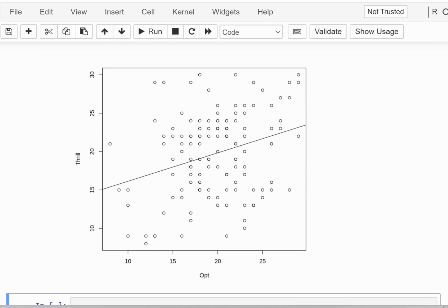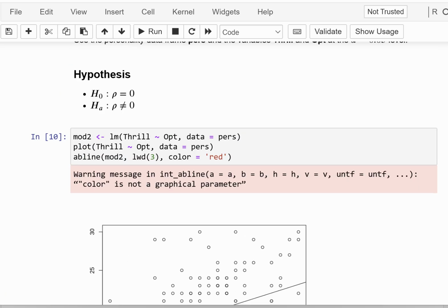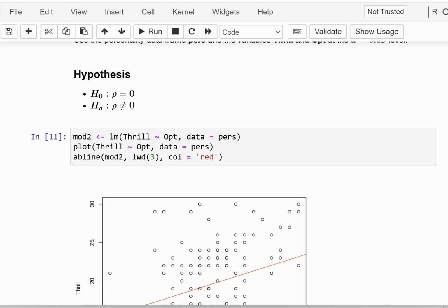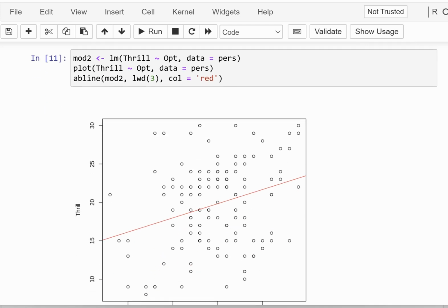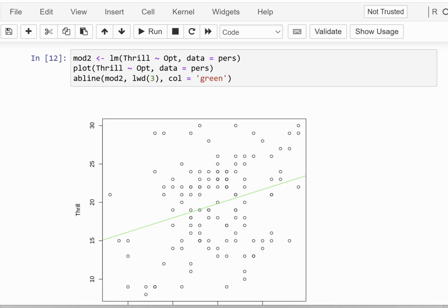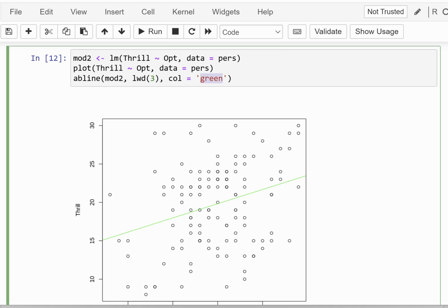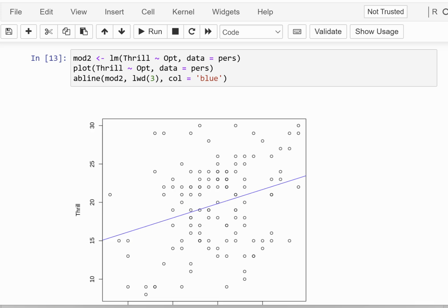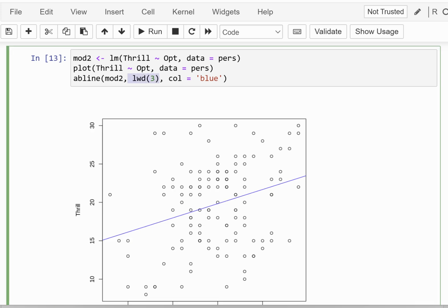Color is not a graphical parameter. So col equals red. I'm sorry, a couple of other languages that I program in use this. You can use green, whatever you'd like to use. I'll go back to blue. I do like blue. And you can see that if I didn't have the line width cranked up, this can be kind of busy.